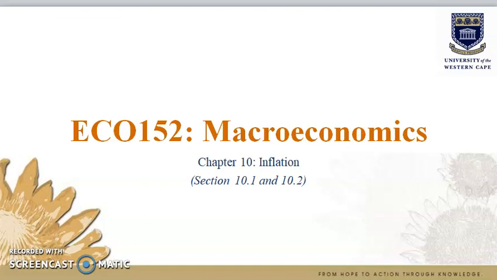During this session, we will cover the concept of inflation, which is a macroeconomic indicator for price stability. We will concentrate on sections 10.1 and 10.2 only from our prescribed textbook, Understanding Macroeconomics, second edition.